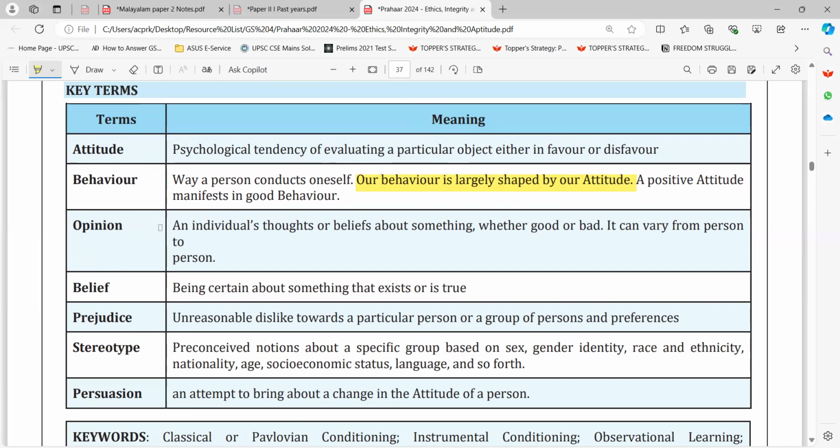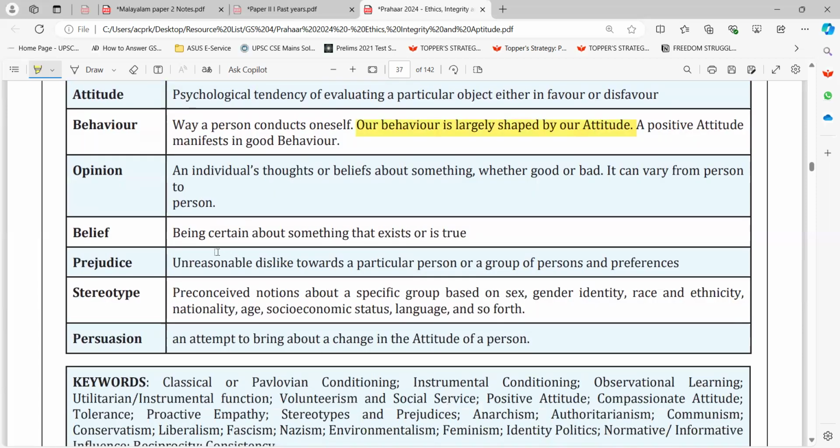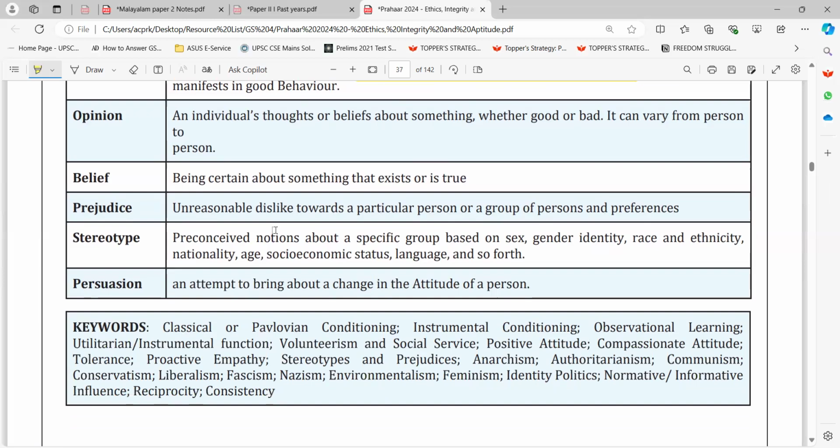Opinion, an individual's thoughts or beliefs about something, whether good or bad. It can vary from person to person. Belief, being certain about something that exists or is true. Prejudice, unreasonable dislike towards a particular person or a group of persons, and preferences. Stereotype, preconceived notions about a specific group based on sex, gender, identity, race and ethnicity, nationality, age, socioeconomic status, language, and so forth. Persuasion, an attempt to bring about a change in the attitude of a person.